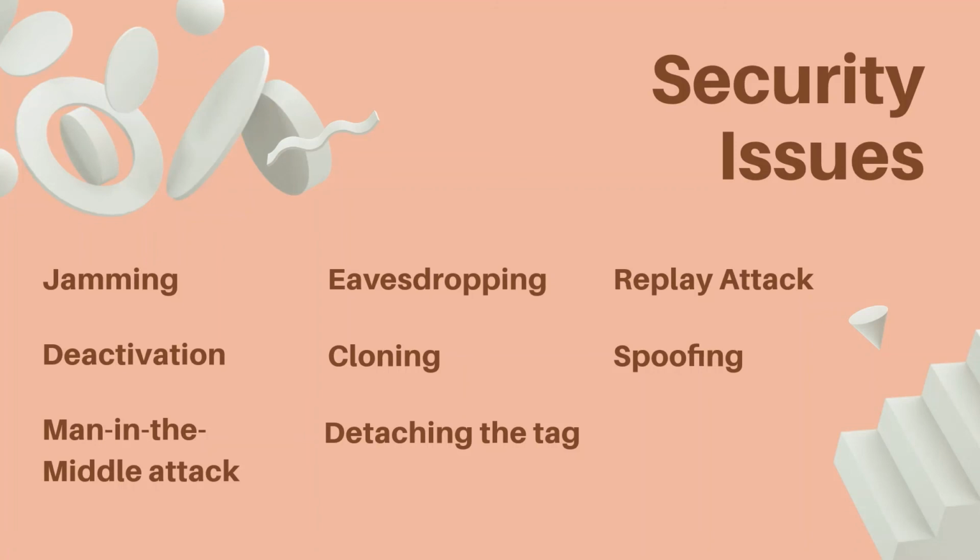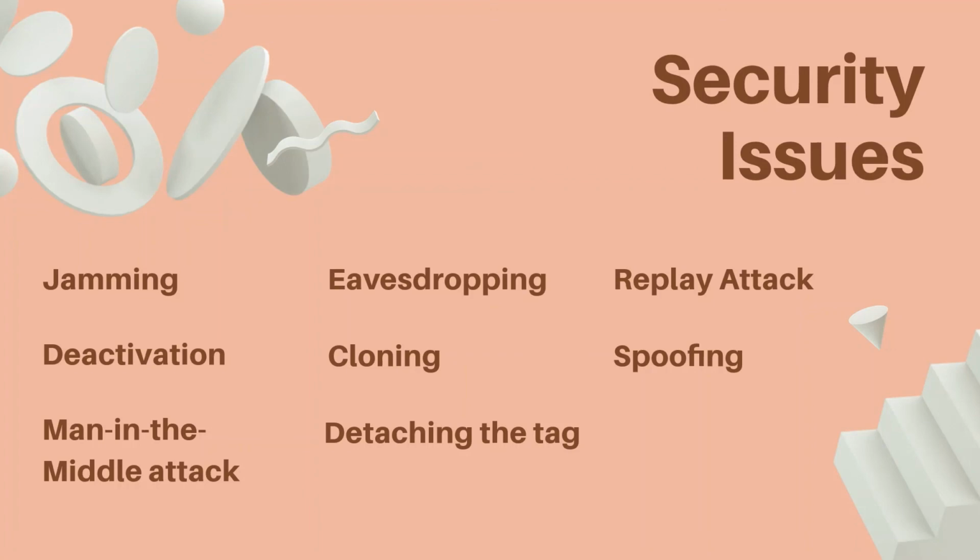Man in the middle attack. Man in the middle attack, or MITM attack, is an attack wherein the attacker places a fake reader between the original reader and the tag. The fake reader receives the information from the original reader and the tag respectively, manipulates the information and sends it back to the original tag and the reader respectively. All this is done during the transmission of data and is therefore a real-time attack.